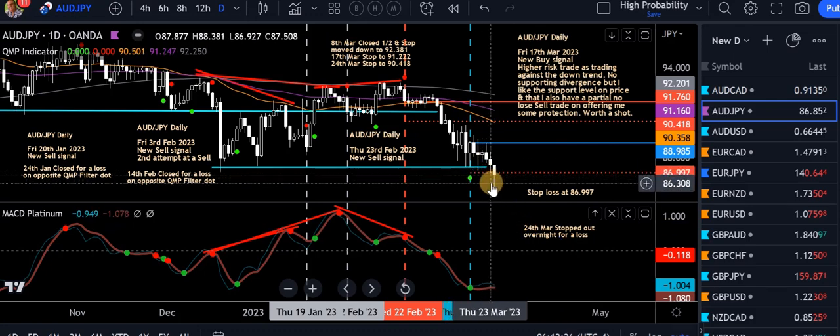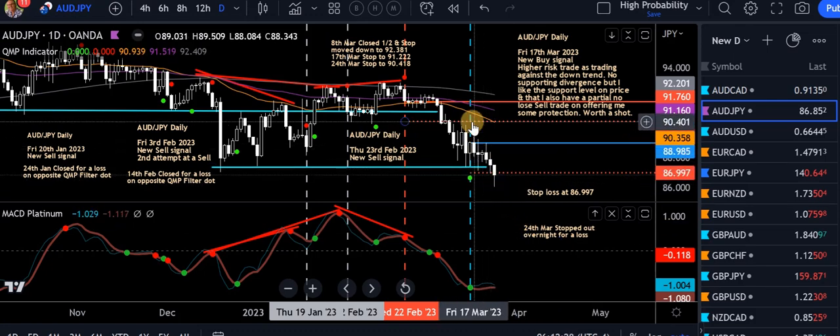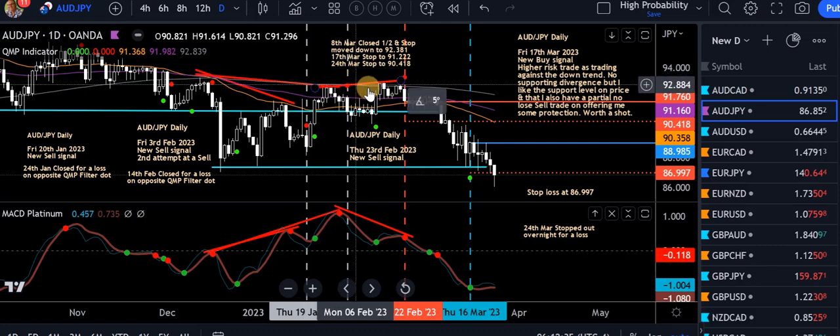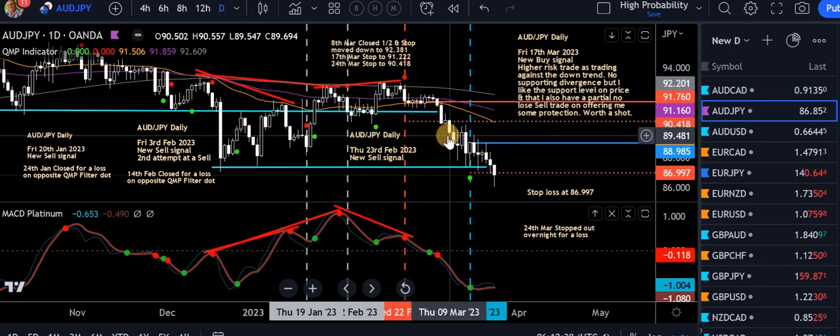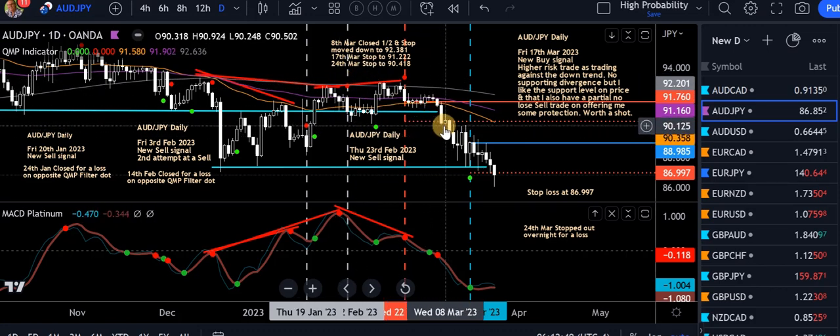And I called that in the groups also. So it's no dramas. In the meantime, I've got this sell and we're locking in profit. Can't lose on the sell at all. And we've already taken a little bit of profit, I think. 8th of March closed half. I'm thinking that might be, yeah, in here.